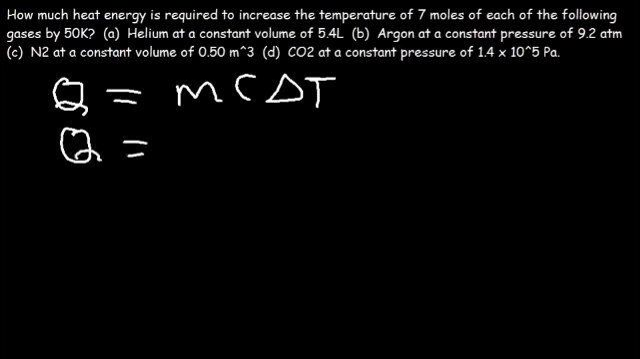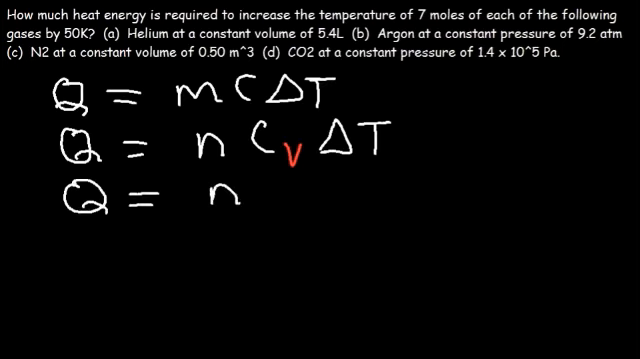Q can also be used in terms of moles. It's equal to n C delta T, where C is the molar heat capacity. At constant volume, you want to use CV, the molar heat capacity measured at a constant volume process. And under constant pressure conditions, you want to use CP, the molar heat capacity at constant pressure.